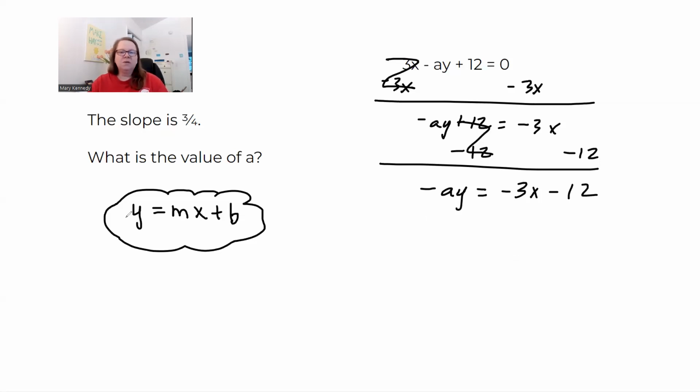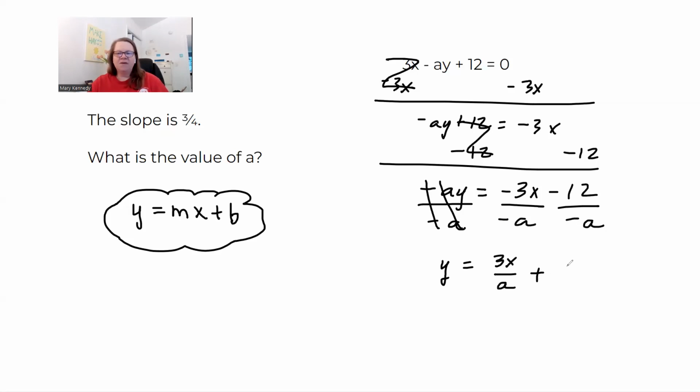Okay, I'm still not at y equals. I need to get rid of negative a, and that's multiplied by y. So I'm going to divide by negative a so that it divides to equal 1. If I divide by that on the left side, I need to divide everything on the right side by that. So negative divided by negative gives me a positive, right? So I really have 3x over a. And then negative divided by negative is a positive again, 12 over a.